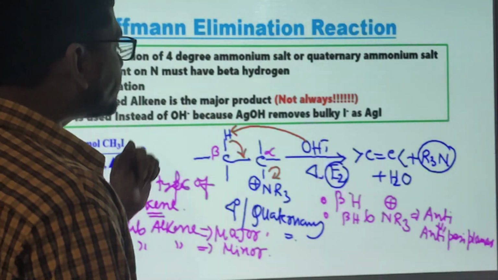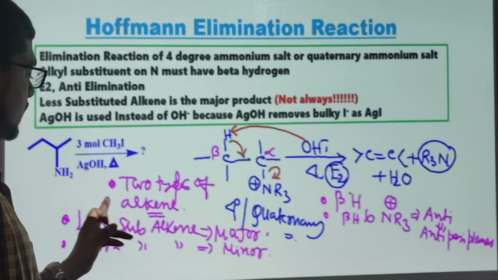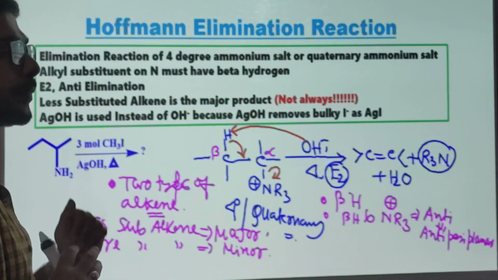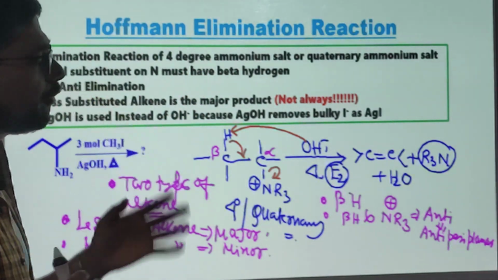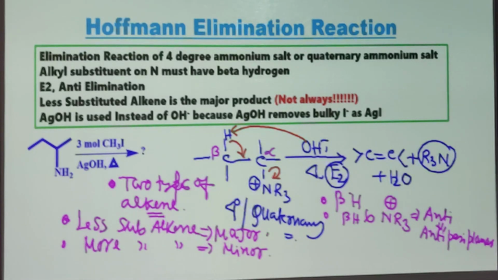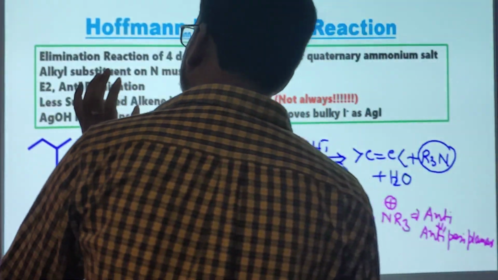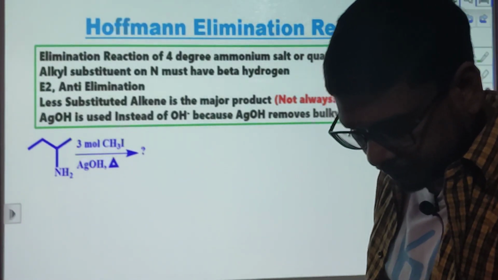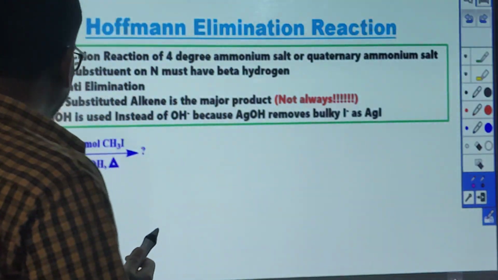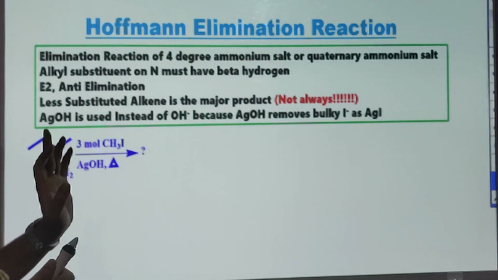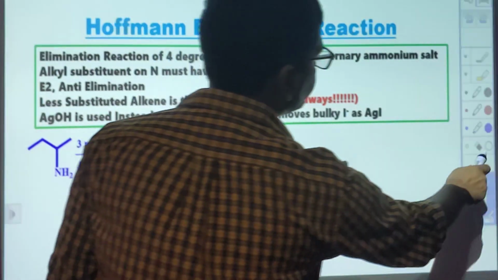Now I am going to show you the less substituted alkene and more substituted alkene from a particular amine by doing the E2 elimination, I mean the Hoffmann elimination reaction. Please check this one. Let me start with a specific example. You are given a particular amine and you are given 3 moles of CH3I, AgOH and heat. In the first step, what will happen?